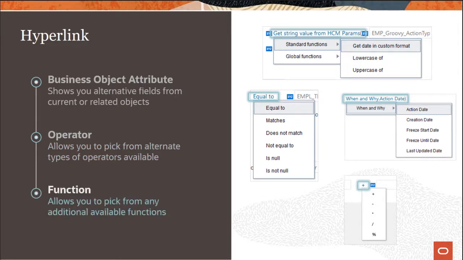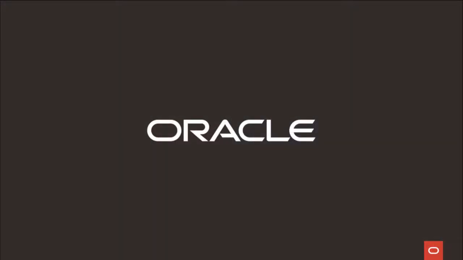A function. Whenever an operand of type function is selected, clicking directly on the name of the function will simply allow you to pick from any additional available functions, again, for the context of the equation or expression. This concludes the explanation of navigational elements in the autocomplete rule editor.